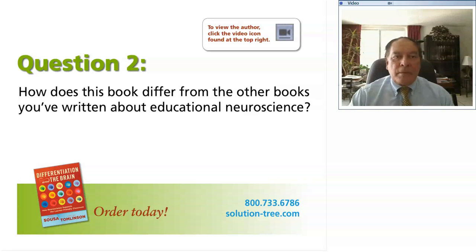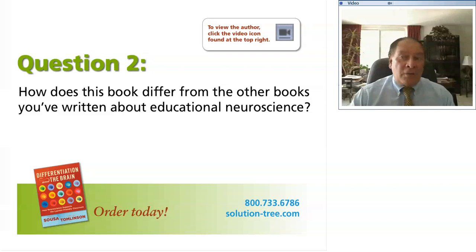How does this book differ from the other books you've written about educational neuroscience? The other books I've written, apart from the general book, which was How the Brain Learns, these books were written either for a specific type of student. For example, one of my books is How Does the Gifted Brain Learn? Another one is How the Special Needs Brain Learns. Or the books have been centered around a particular topic, such as how the brain learns to read, how the brain influences behavior, or how the brain learns mathematics.